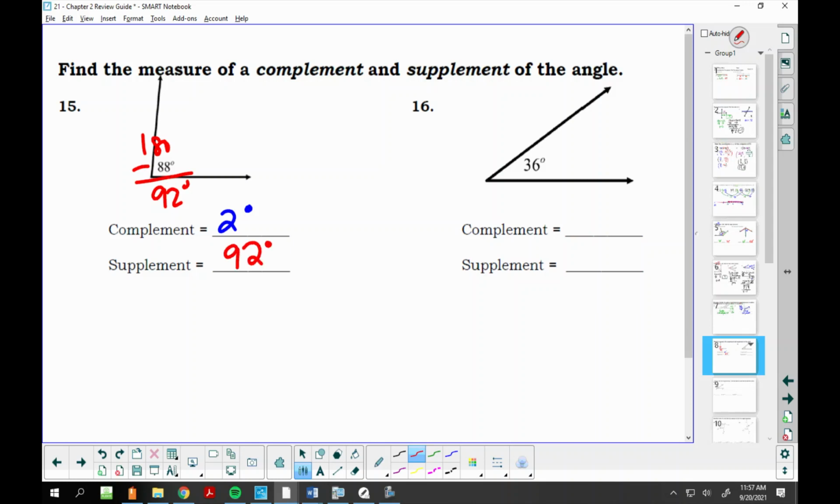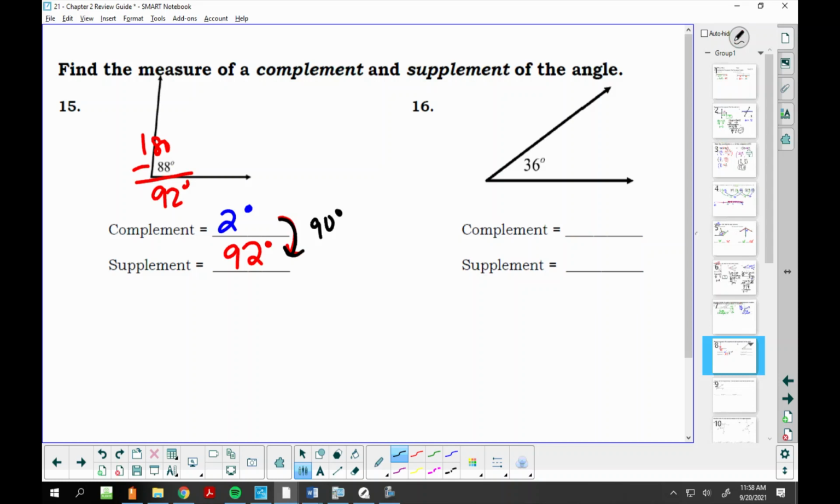What is the complement and supplement? What's the difference between 90 degrees and 180 degrees? What's 180 minus 90? They're half of it. 90, right? Complement adds up to 90, supplement adds up to 180. So therefore, what should be the difference between your complement and supplement?